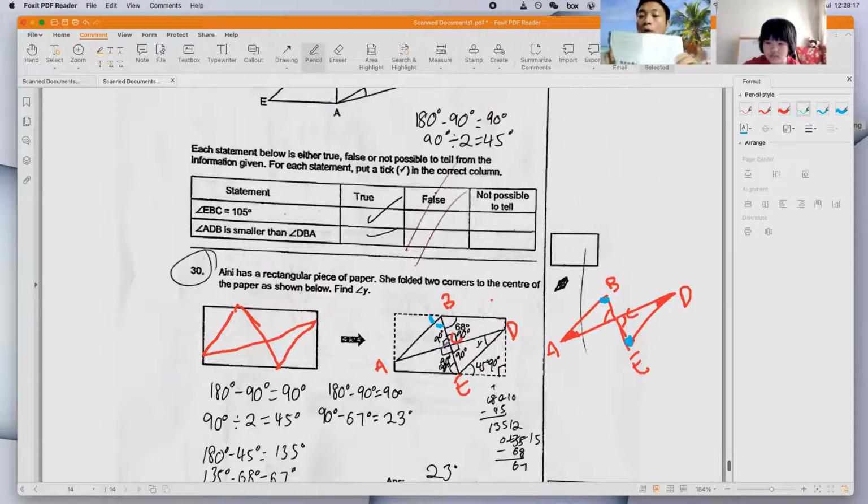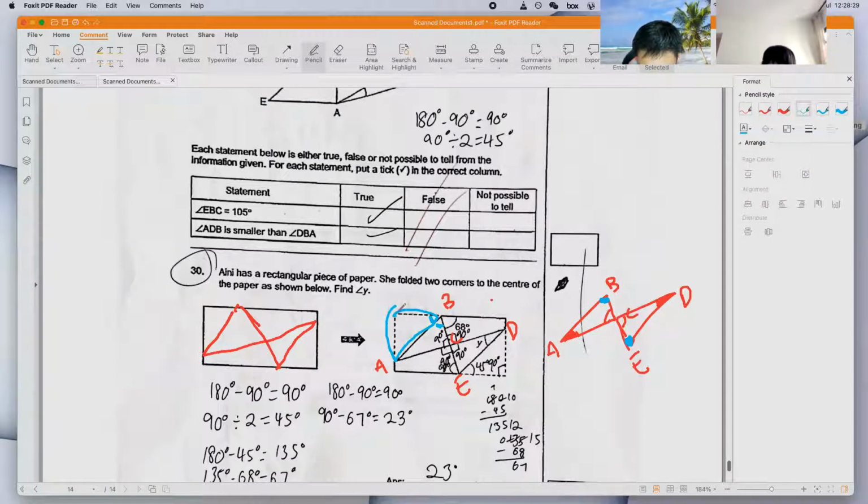So once I fold this, so meaning this angle. So basically, this entire thing, once you fold it to this side, this angle and this angle is actually the same. So with this understanding, what you have is 180 minus 68 divided by 2. You will get this angle.